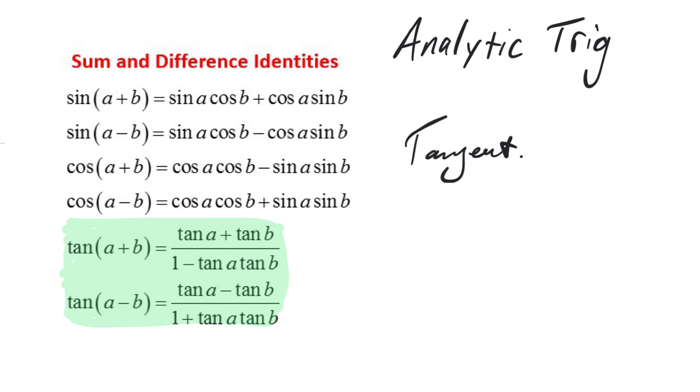A couple things to notice here. Tangent of A plus B: plus in the numerator, subtraction in the denominator. Tangent of A minus B: subtraction in the numerator, addition in the denominator. So notice the pattern there, okay?